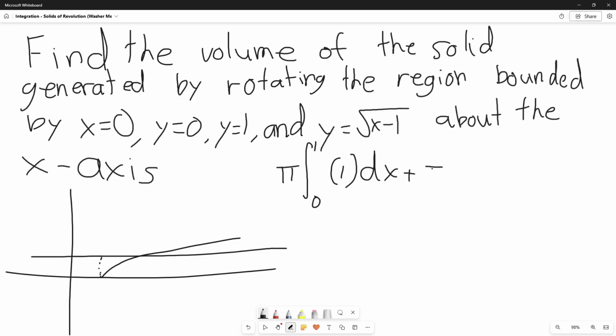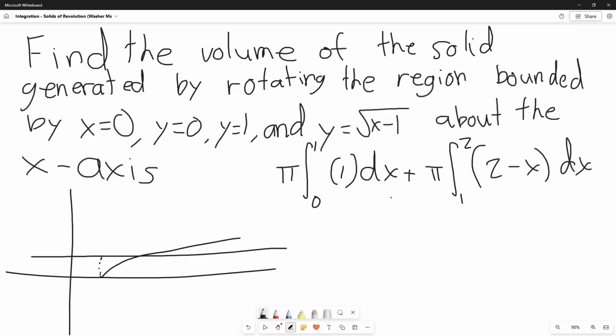And then we add pi times a definite integral from 1 to wherever these intersect. So we have to set y equals 1 equal to y equals square root of x minus 1. So x minus 1 equals 1 and x equals 2. So that's our right bound. Just taking a point between 1 and 2, y equals 1 is on top, so it's going to be 1 squared minus square root of x minus 1 squared, which is just x minus 1. That becomes 2 minus x dx.